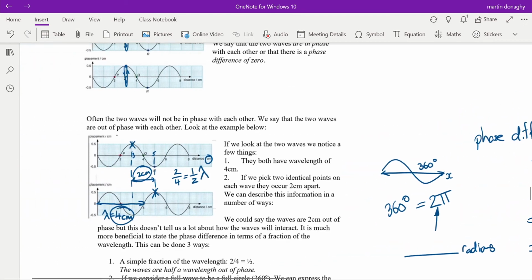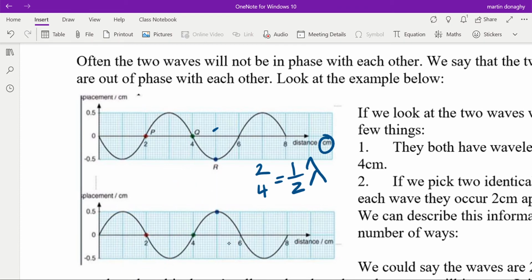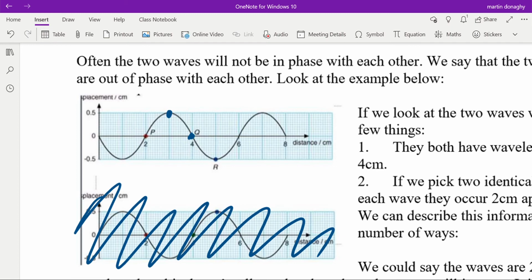Now, in this instance, we have compared these two waves. However, you could be just asked to compare 2 points in the same wave. So, for instance, if I compared this point and this point, well, they're doing the same thing at the same time. They are in phase. Let's do between this point and this point. If I just forget about the bottom wave, and we're just comparing 2 points in the same wave and seeing how out of phase they are, we do the same thing.